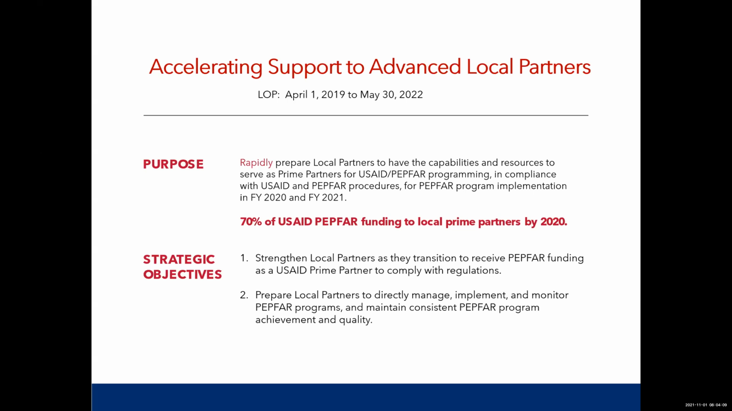We have 2 strategic objectives. The first one is to strengthen local partners as they transition to receive PEPFAR funding as a USAID prime. That means understanding all the US government rules and regulations, the requirements to administer funds, and compliance standards with the US government, of which there are many, many compliance regulations, and this webinar today will go over the most important ones for you.